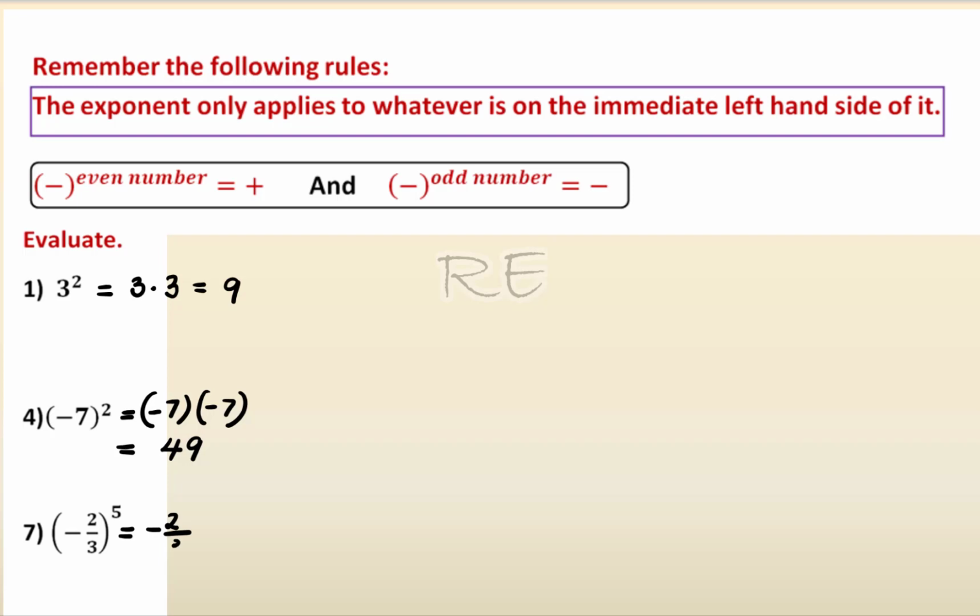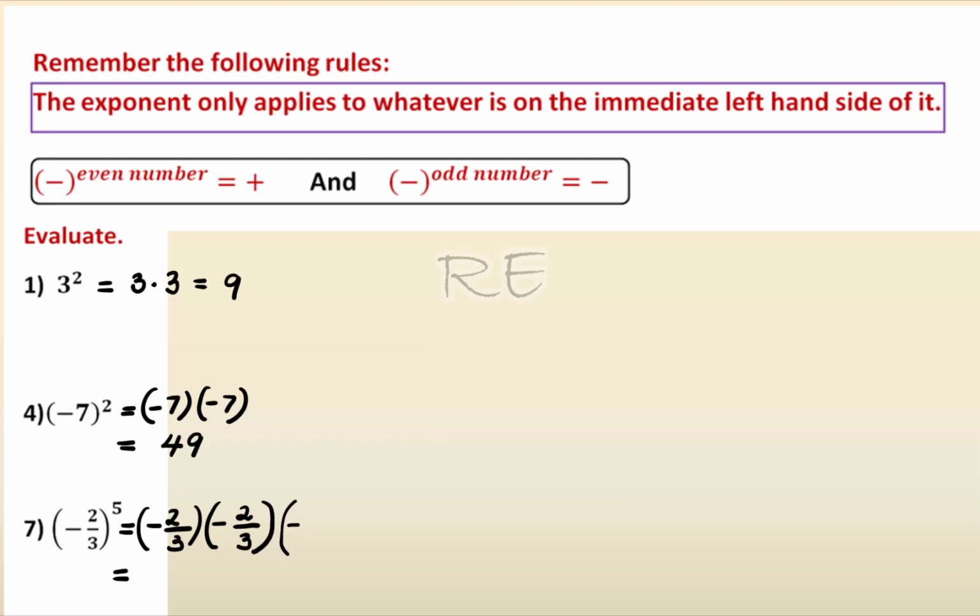Negative 2/3 between parentheses to the fifth power is negative 2/3 times itself 5 times. Since the exponent is odd, the sign of the product will be negative. And 2 times 2 times 2 times 2 times 2, 5 times, 2 to the fifth is 32. It's 4 times 4, 16 times 2, 32.